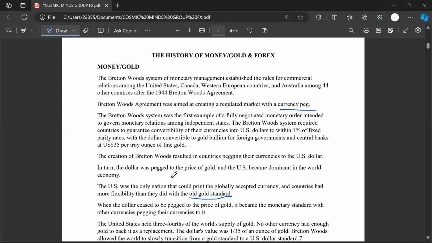So the USA was the only nation that could print. Okay, let me take it from here. The creation of Bretton Woods resulted in countries pegging their currencies to the USA dollar, right? From that level, the individual countries pegged their currencies to the USA dollar. First of all, that was the initial pegging. Now, in turn, the dollar was pegged to the price of gold, and the USA became dominant in the world economy.